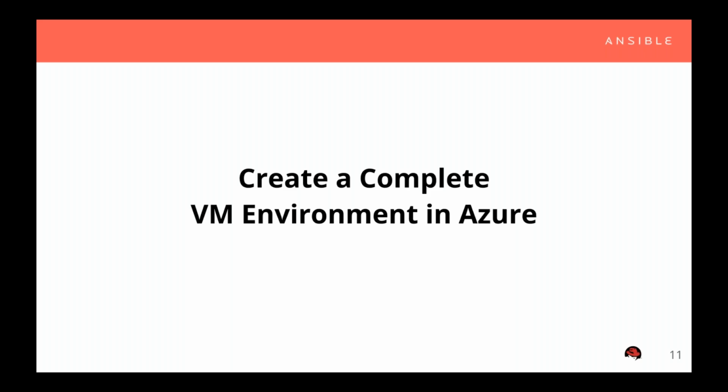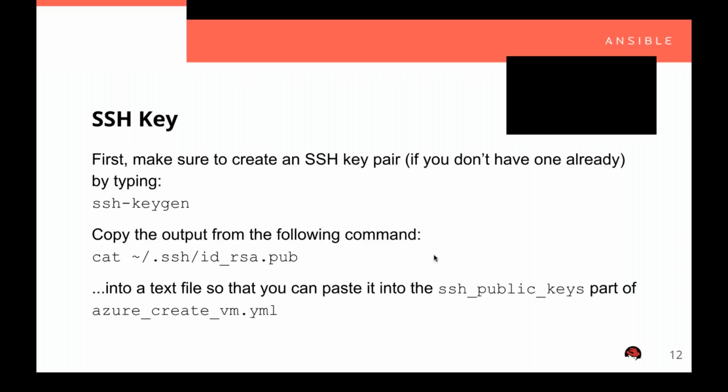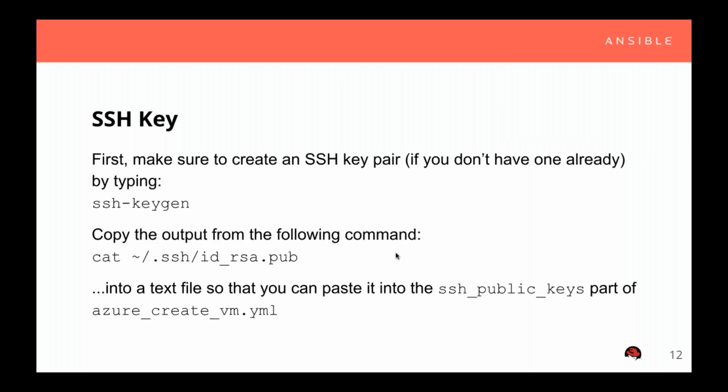Now I'm going to walk you through what a complete provisioning playbook will look like and explain what each section is doing step by step. If you don't have an SSH key pair already, make sure that you create one. This walks you through how to do that. So you just do ssh-keygen, and then you copy the output from the following command on that second line into a text file so you can paste it into SSH public keys within azure_create_vm.yaml, which is what we're going to call our provisioning playbook.